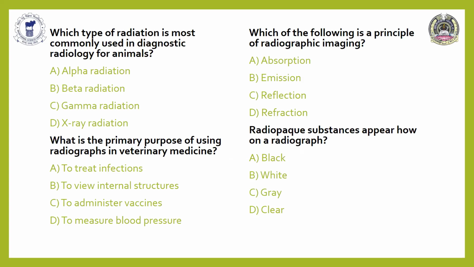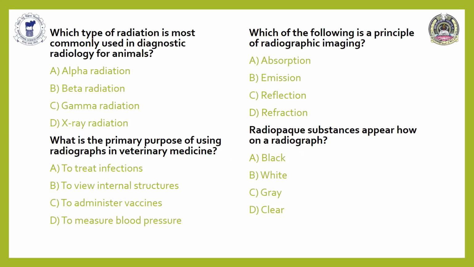So the first question is, which type of radiation is most commonly used in diagnostic radiology for animals? Yeah, X-ray radiations. X-ray. Right. All of you are very right. Then what is the primary purpose of using radiographs in veterinary medicine? Why are they used? B. To view the internal structures.